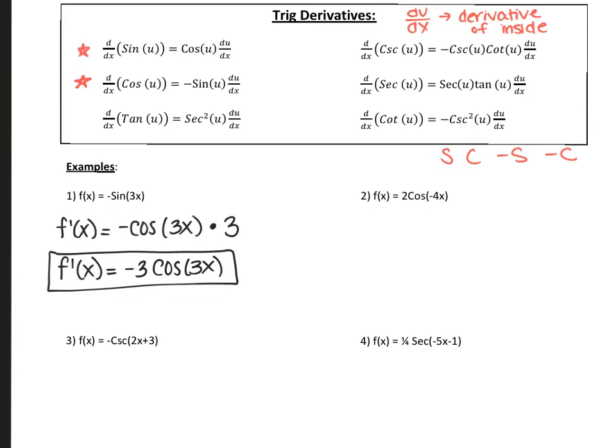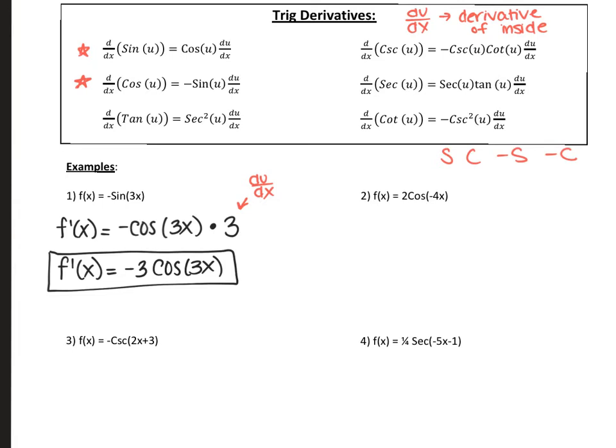Just a couple of notes. This is the du dx. That is the derivative of the inside function. It'll get better as we do some more problems. So let's try another one.